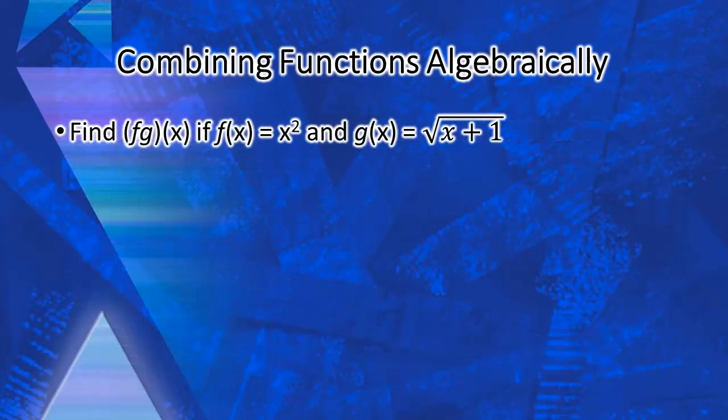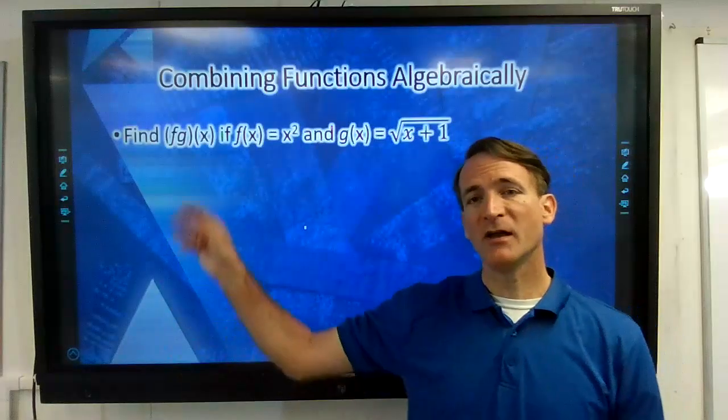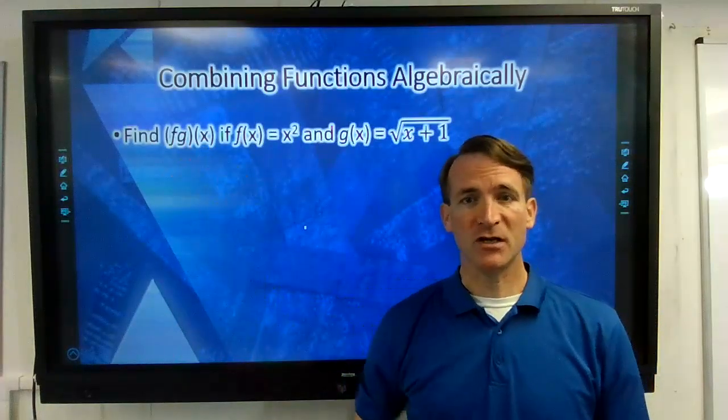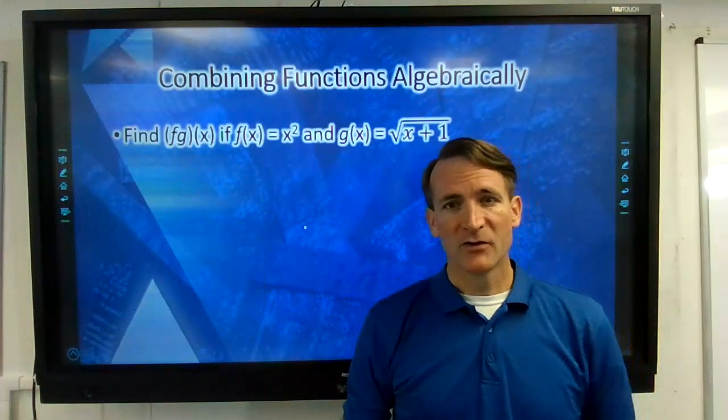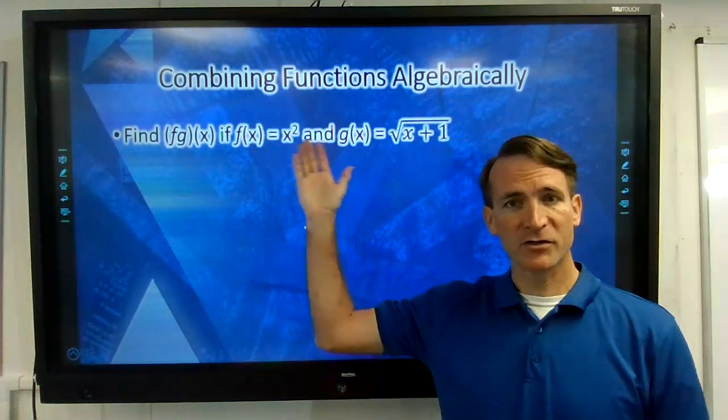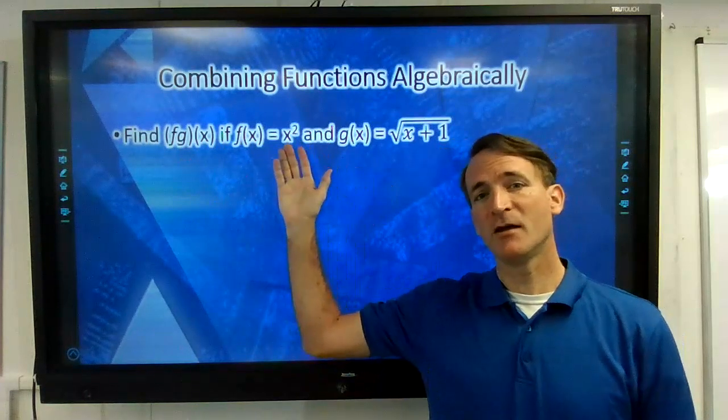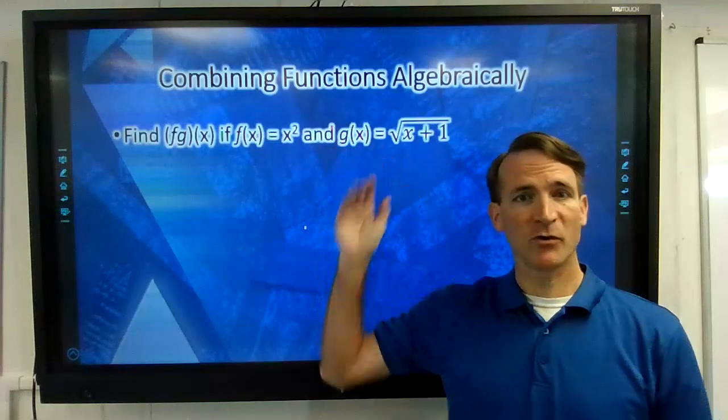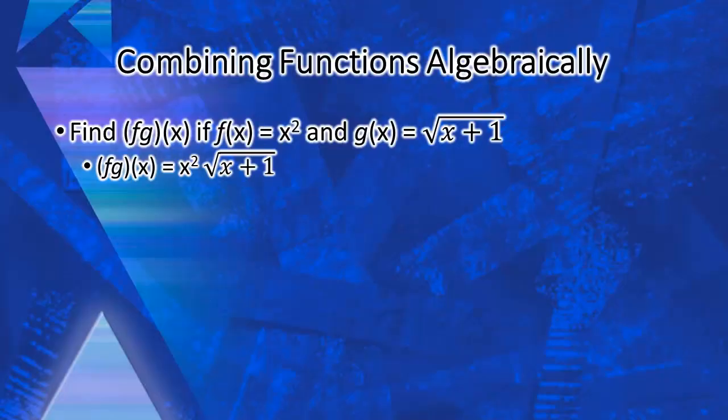So let's work out an example. Let's just say that we have f(x) equal to x squared and g(x) equal to the square root of x plus 1. Here we want to find (f times g)(x). So if I take my f function, that of x squared, and I multiply by my g function, the square root of x plus 1, I get x squared times the square root of x plus 1.